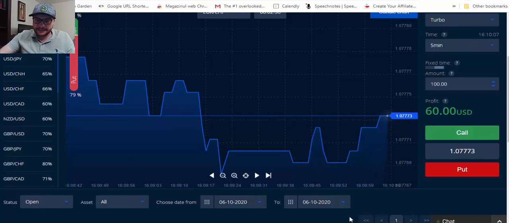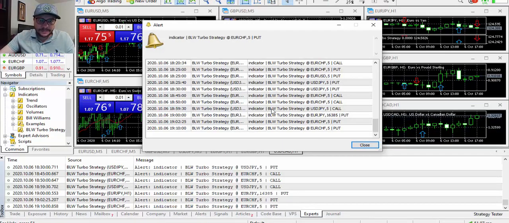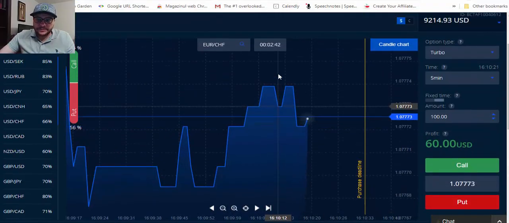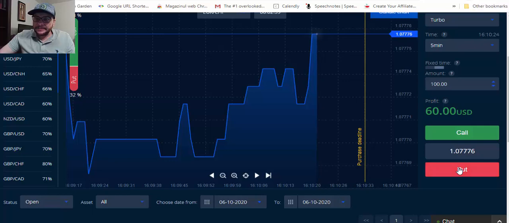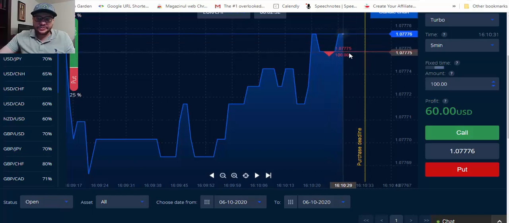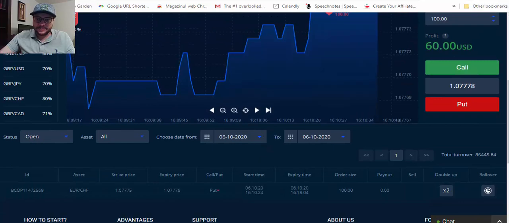So we have another signal from BLW Turbo Strategy, which is Euro Swiss franc. It is a put, so also Euro Swiss franc. Okay, and now is the time. Okay, now it's placed, as you can see here, and at the end of this 5-minute, we should be below this red line here. So let's wait and see what will happen.